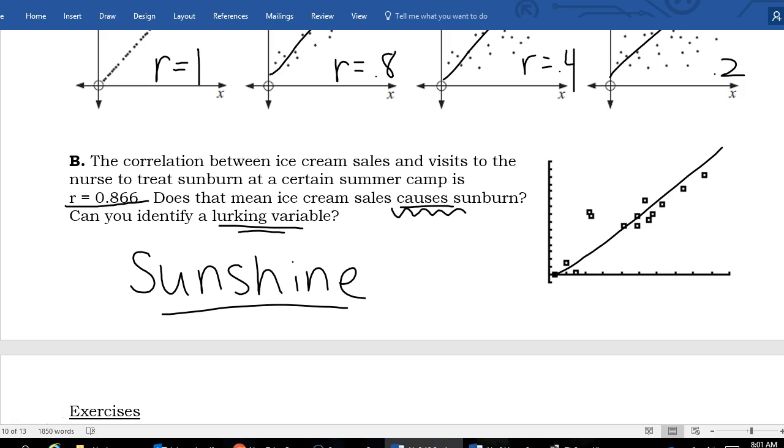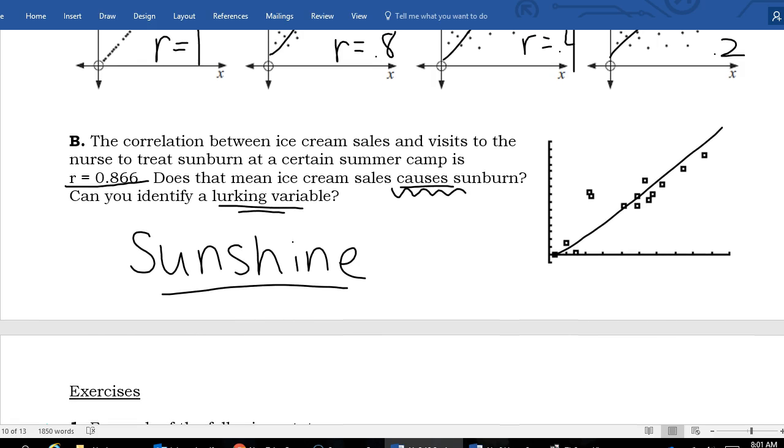That's not the only possibility. It could just be summertime. It could be the temperature. There's lots of possibilities. So the objective is just to name any possible lurking variable that would be causing each of these things to happen independently, but not causing sunburn from eating ice cream.